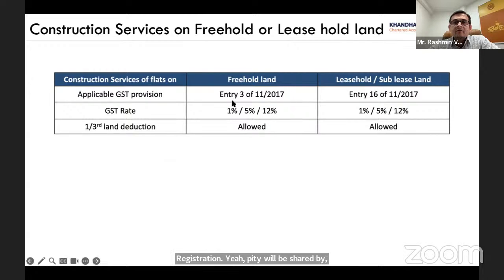In case of a joint development agreement, who should pay the GST, the builder or the owner of the land? This is what we discussed: RCM. In case of transfer of development rights, the developer needs to pay GST under reverse charge.